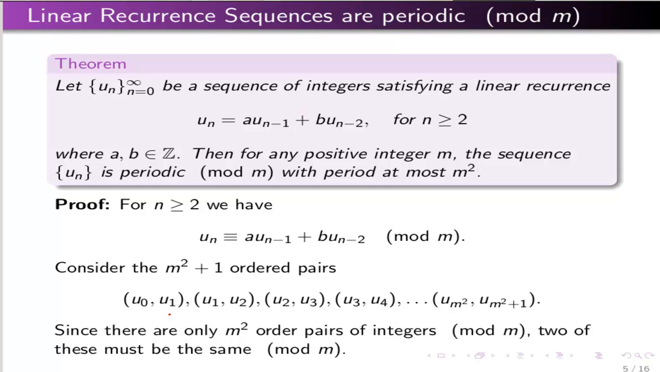Now there are m squared plus 1 ordered pairs in this collection, and there's only m squared distinct pairs mod m. So by the pigeonhole principle, at least two of them have to be the same ordered pair mod m. Well, what does that mean?